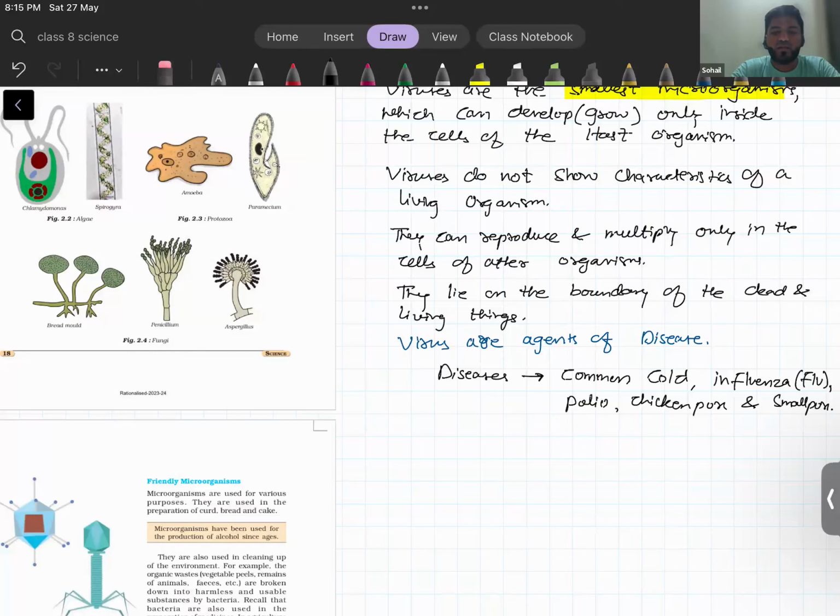Now, there are some other types of viruses also, like the HIV virus. The full form is human immunodeficiency virus, and it is responsible for causing AIDS in humans. Okay. Got it.